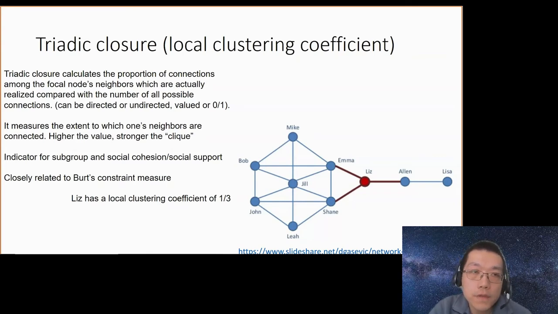So the local clustering coefficient, or triadic closure, measures the extent to which one's neighbors are also connected. The higher the value, the stronger the clique. It is often used as an indicator of social cohesion or social support. So the higher the triadic closure, or the more one's network neighbors also connect with each other, the higher the social cohesion or social support for the focal node.